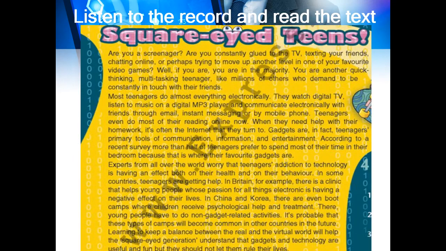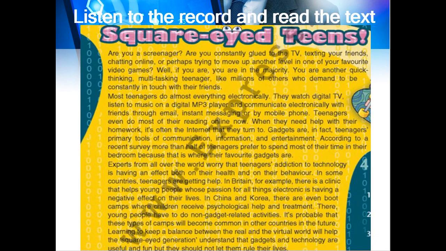And now we are going to find out the meaning of our topic. Who are the square-eyed teens? Your task is to listen to and read the text.